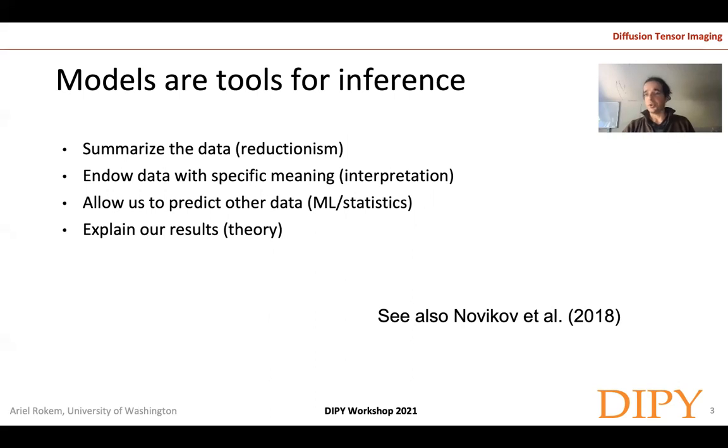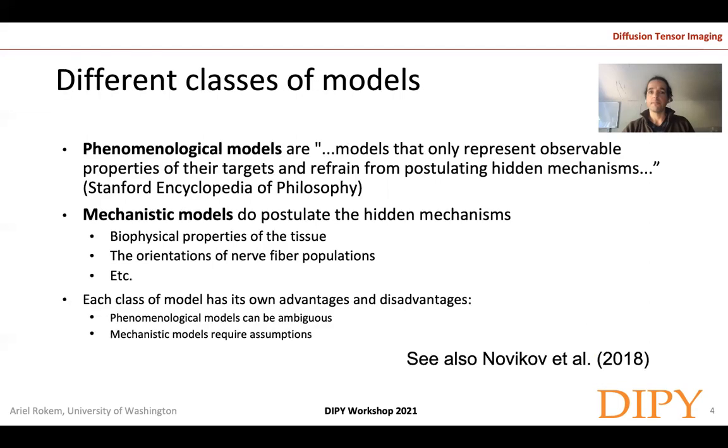And I'm pointing here also to a great paper by Novikov et al. from 2018 called simply On Modeling, which explains a lot more about these ideas, specifically in diffusion MRI. So as I said, there are two different classes of models that you can think about, just in general. Phenomenological models are, as quoted here from the Stanford Encyclopedia of Philosophy, models that only represent observable properties of their targets and refrain from postulating any hidden mechanisms. These are models that represent the data.